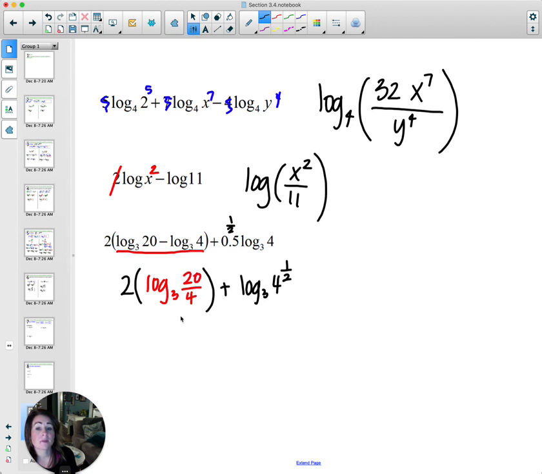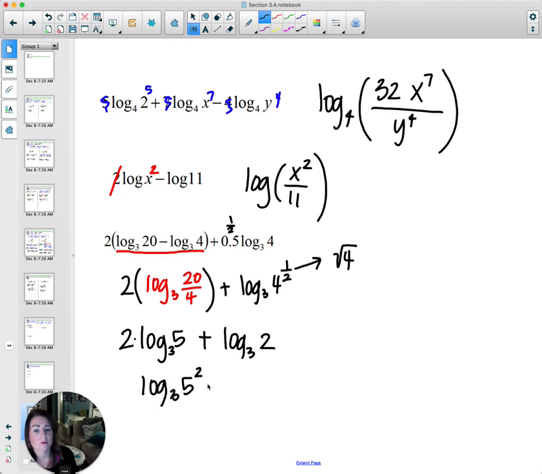Then I'm going to simplify this. So this will be 2 times log base 3 of 5, plus, sorry, I forgot the base 3. Now 4 to the 1/2 power. Remember, 1/2 is the same as a square root. So this is really saying square root of 4, which is just 2. Bring that power up. So log base 3 of 5 squared plus log base 3 of 2.